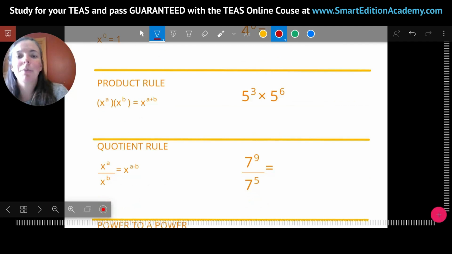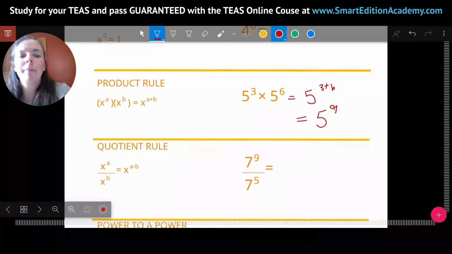We also have the product rule and the quotient rule. So the product rule means if I'm multiplying exponents with the same base, I just get to add those exponents. So what that looks like here, 5 to the 3rd times 5 to the 6th would be 5 to the 3 plus 6, which is just 5 to the 9th.